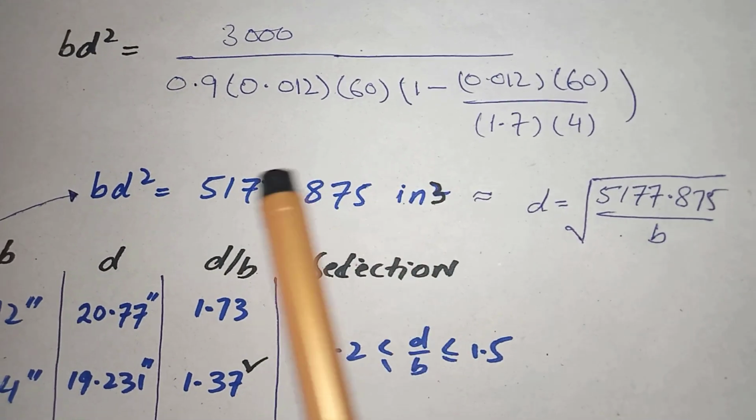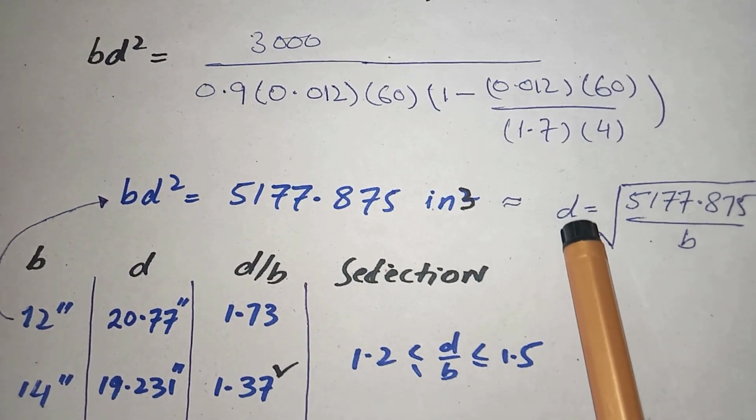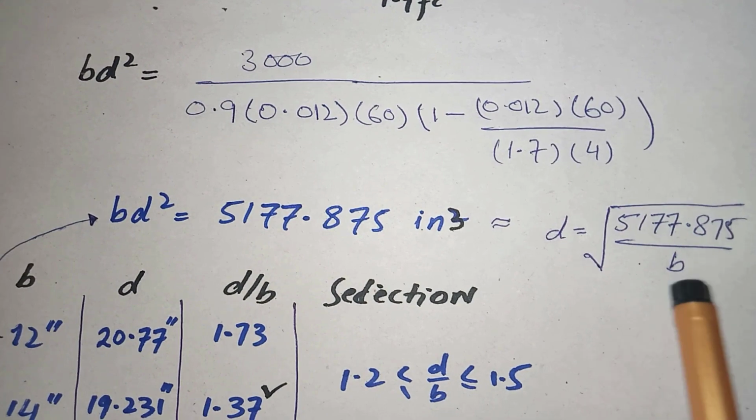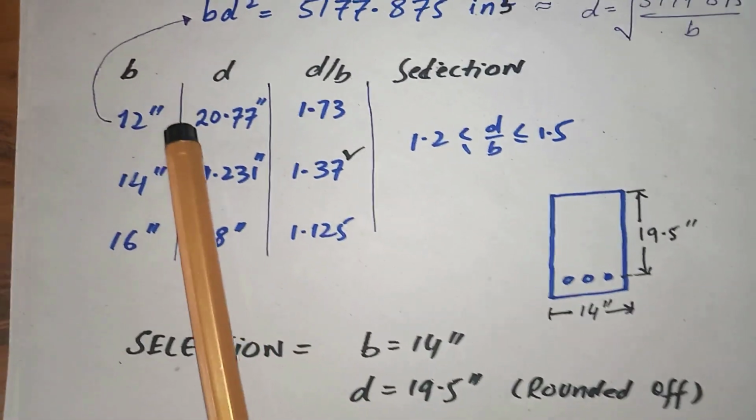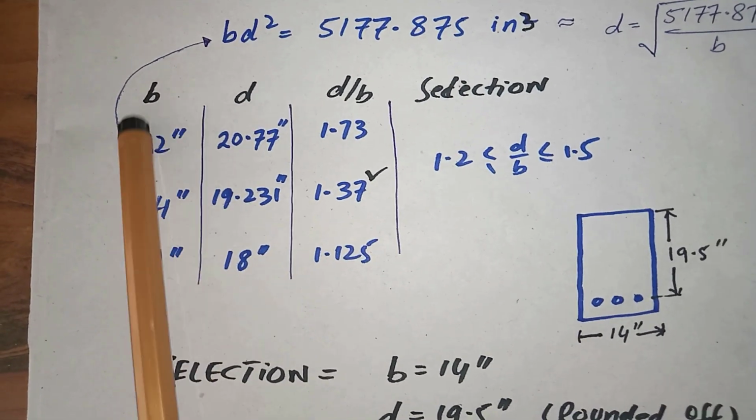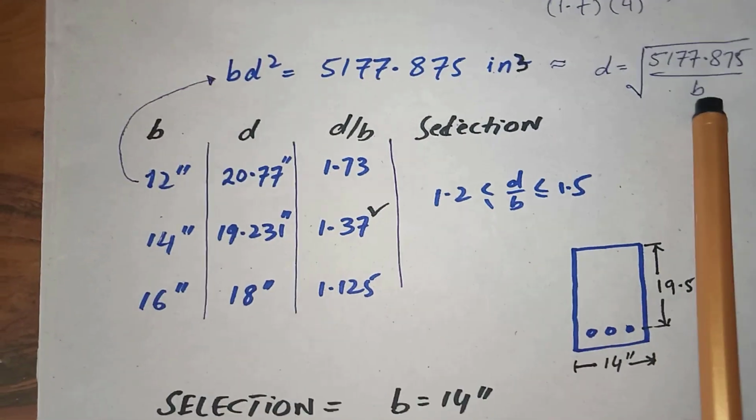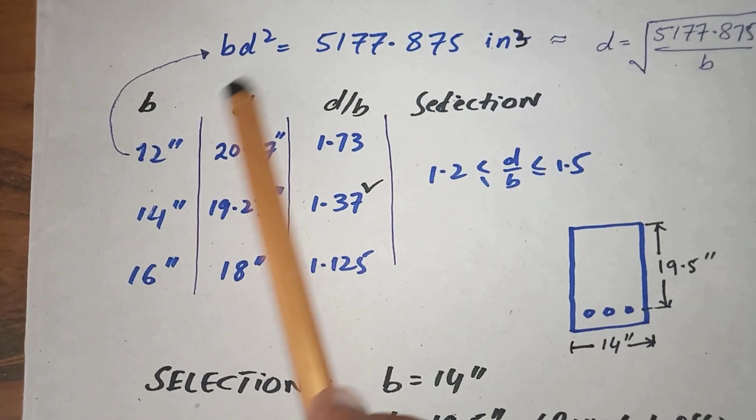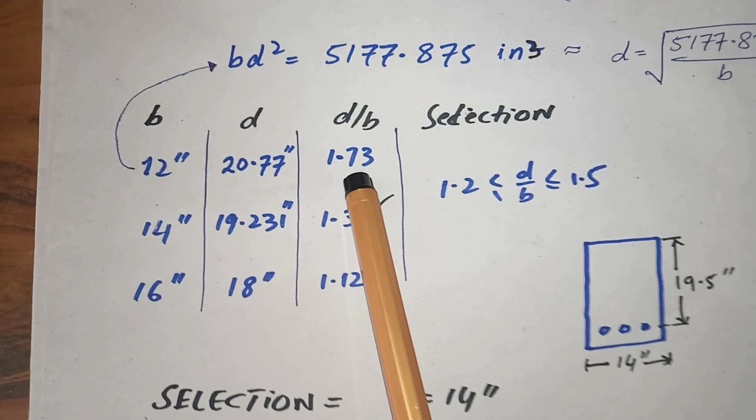So we will trial in this step. We can calculate d equal to the square root of 5177.875 divided by b. So here let me make a trial with b 12 inches. If we make b 12 inches, the depth becomes, from this formula, 20.77 inches. So if we take the ratio of d over b, it becomes 1.73.